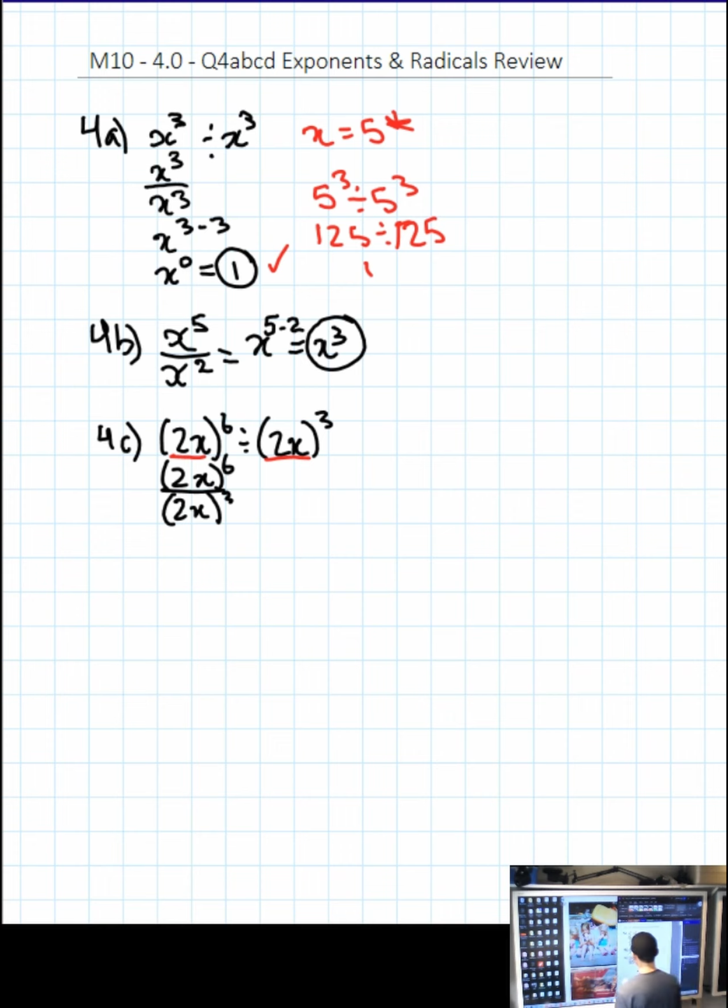And we can simply subtract our exponents. So we get (2x) to the 6 minus 3, which is 3. Then I'm going to give both things on the inside exponents of 1. Then we're going to get 2 to the 3 times x to the 3, which is simply 2 cubed is 8, x cubed. Notice I went a little bit to the right and then a little bit down.